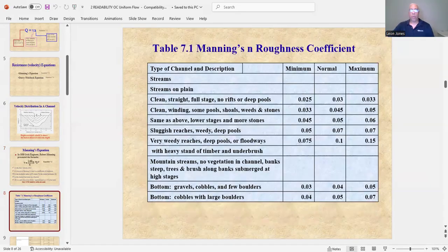Now you have your reference, your roughness coefficients, type of channel, and description. So you have your streams. You have your streams on plane. You have your clean, straight, full stage, no rips or deep pools. And this is what your chart would look like. In fact, if you were utilizing Manning's equation to find a velocity, you would use these numbers. These are your roughness coefficients.